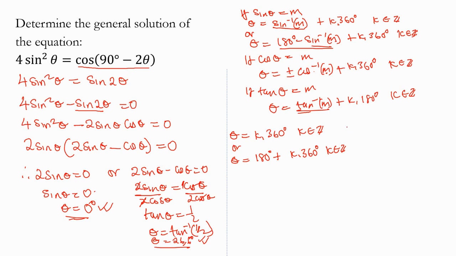And then we come to the tan theta one. We got our reference angle, which is 26.6. So it's going to be theta is equal to 26.6 degrees plus k times 180 degrees, where k is an integer. So that's what you're supposed to do there.